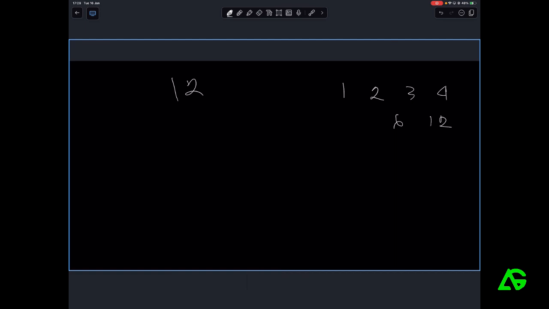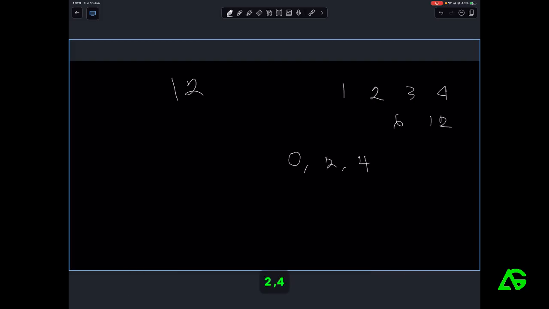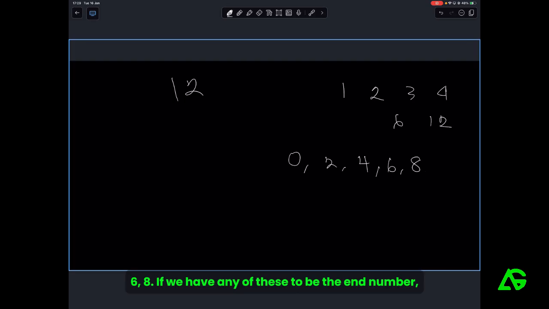So now, I said all these numbers can divide this. But now I want to explain some divisibility rules. For instance, if a number is given to me, how will I know that it is divisible by 2? Once the number ends with any of these: 0, 2, 4, 6, 8.